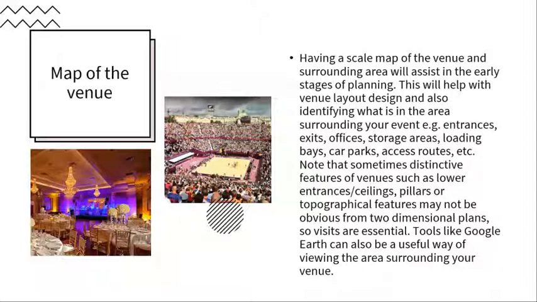Sometimes distinct features of venues such as a low entrance, a low ceiling, pillars, or a topographical feature may not be obvious from 2D plans. So a site visit, or actually visiting the site, is essential. Tools like Google Earth can also be useful to view the area surrounding your venue.